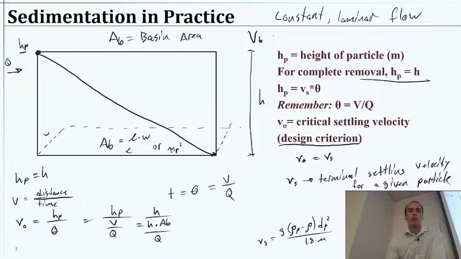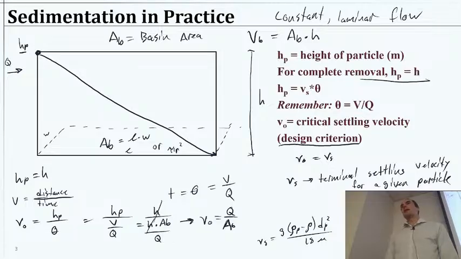So we can write the volume of the basin is equal to the area of the basin times height of the basin, right? So given all that, we can collect these together and simplify to say that our V naught is going to be equal to Q over AB. So it's the flow rate divided by the area.